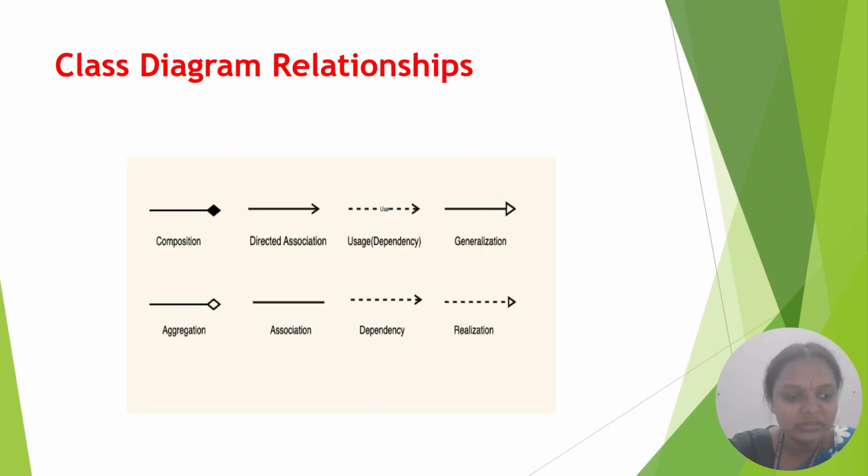Next, association. An association represents a bidirectional relationship between two classes. It indicates that one class is connected to another class. And then dependency. A dependency means that one class depends on another for some work, but they are not tightly connected. The relationship is temporary or indirect. The final one is realization. Realization shows that a class implements an interface. The class agrees to perform all the operations described in that interface.